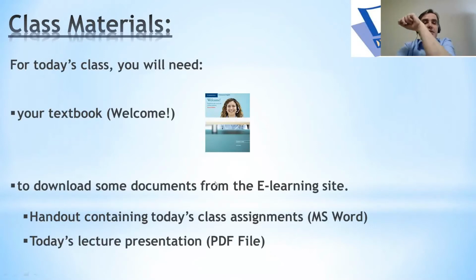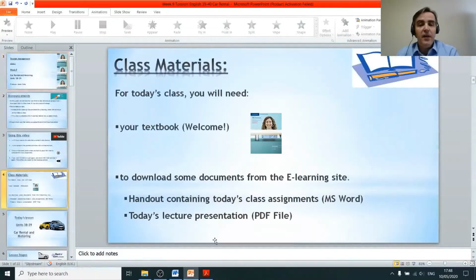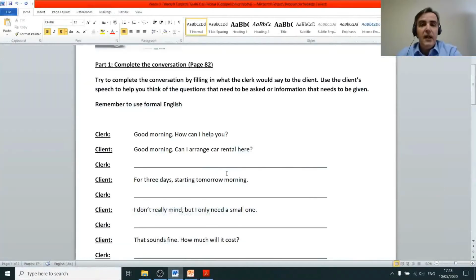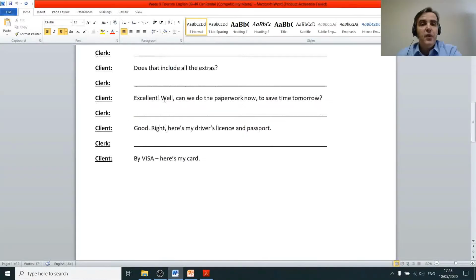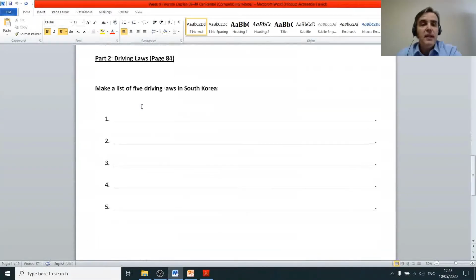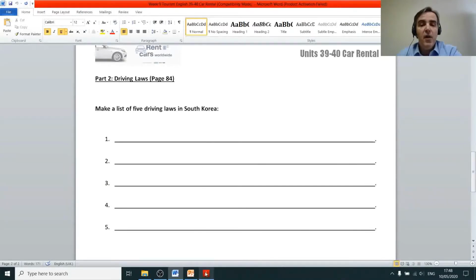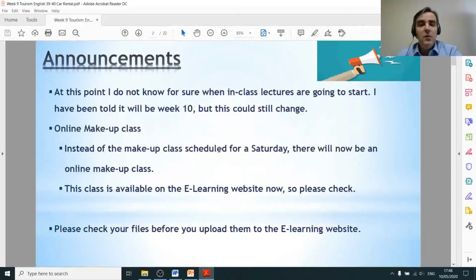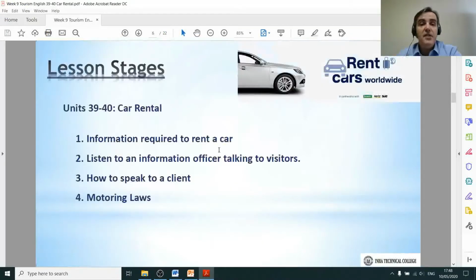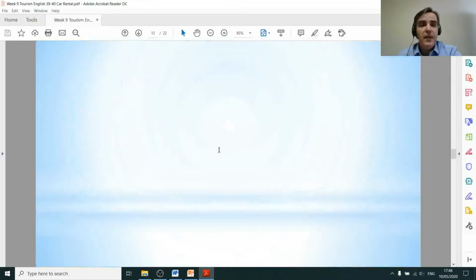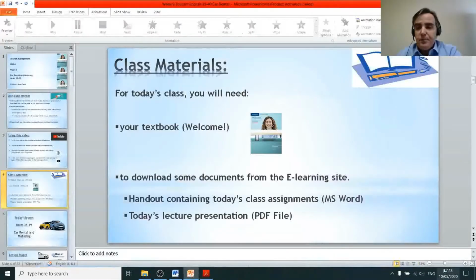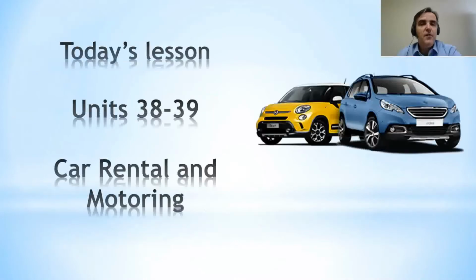For today's class, you will need your textbook and you will need some documents from the e-learning website. The assignment worksheet looks like this. We've got a conversation to complete, and then we've got a short part 2 about some driving laws. Also, you can download today's presentation on PDF files. So that is what we need for today.